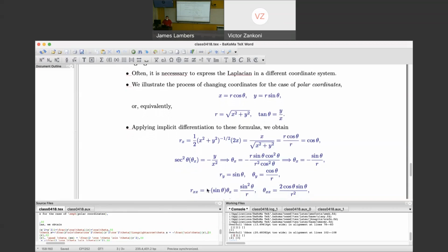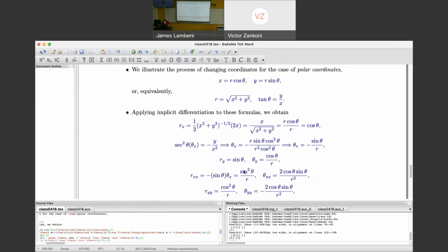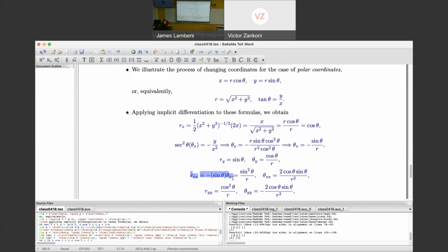Now I need the second derivatives of r with respect to x and y. So here, for instance, I have r_x is cosine theta. Now I can take a derivative of both sides of this equation with respect to x. I'll get r_xx on the left side, and here I'll get minus sine theta d theta dx. Fortunately, I have d theta dx, so this actually didn't involve very much.